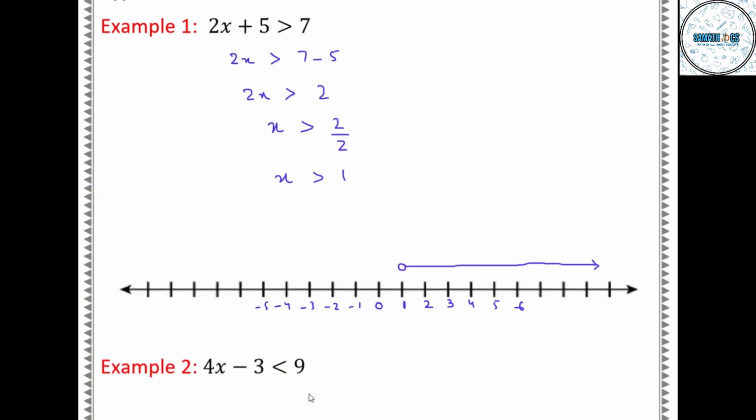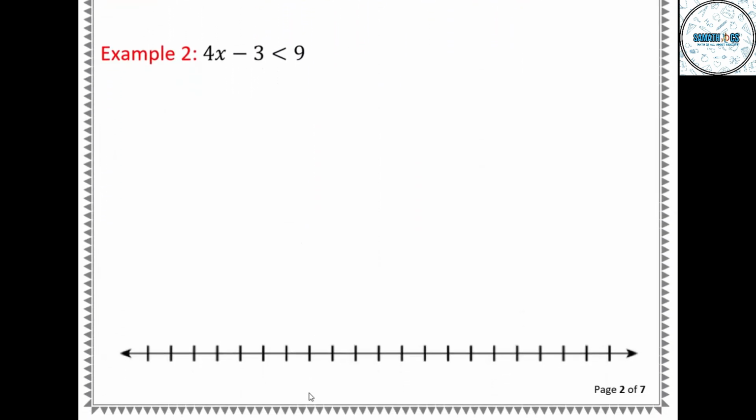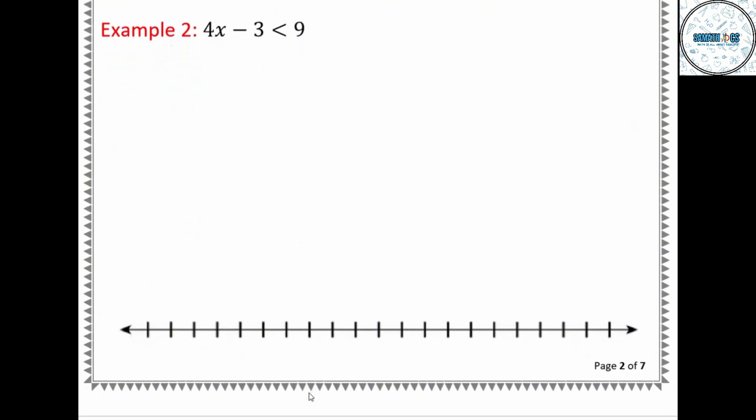Now let's do another example. We have 4x minus 3 is less than 9. First of all, we need to take this minus 3 to the other side. It is minus 3 on this side. On the other side, it will be plus 3. Then 4x is less than 12 and x is less than 12 divided by 4. Here, 4 is multiplying the x, so on this side, it will be divided. So x is less than 3.